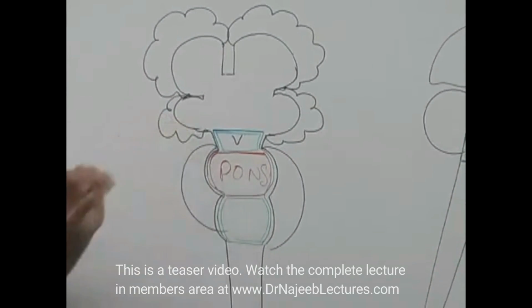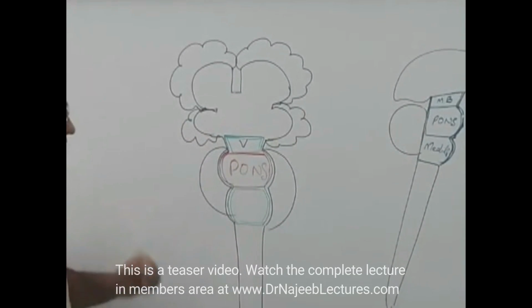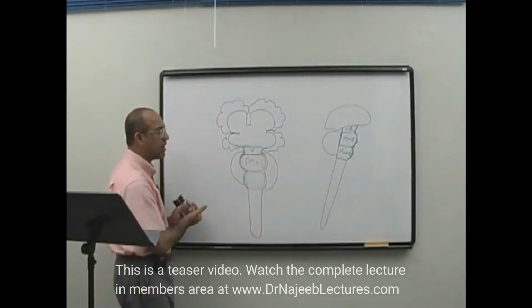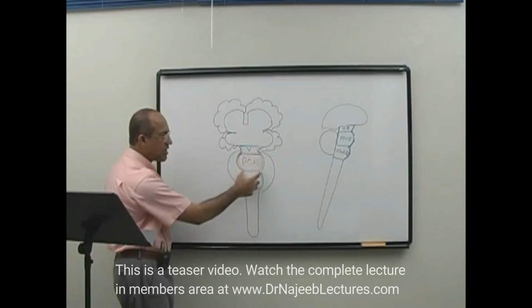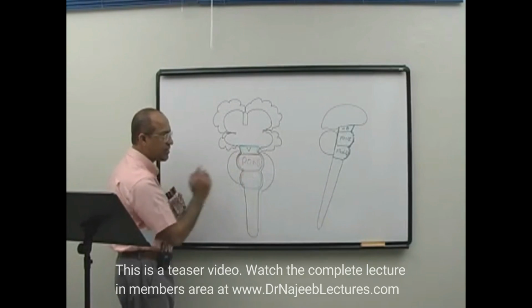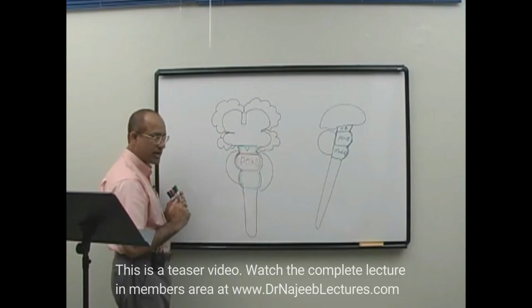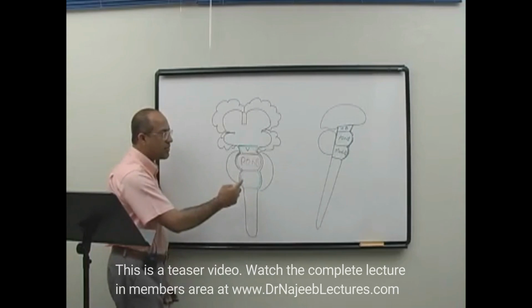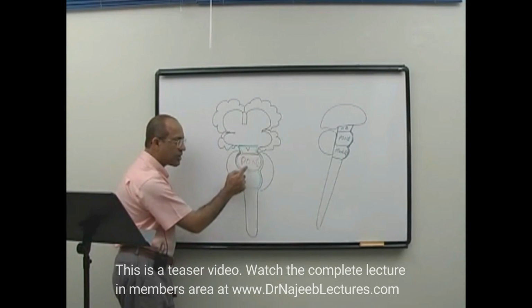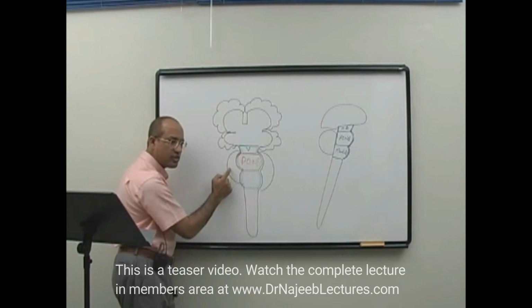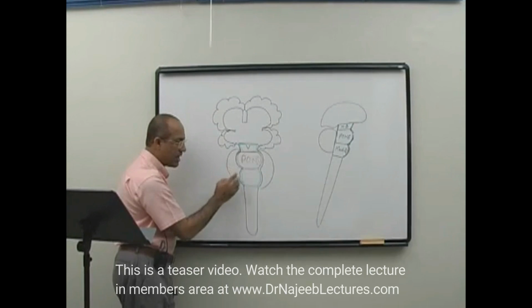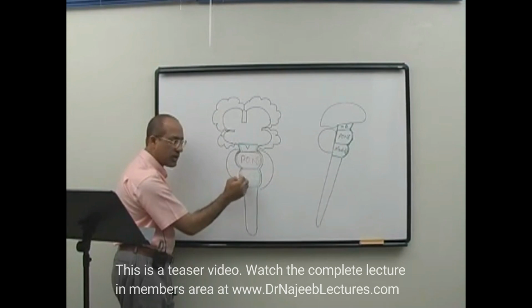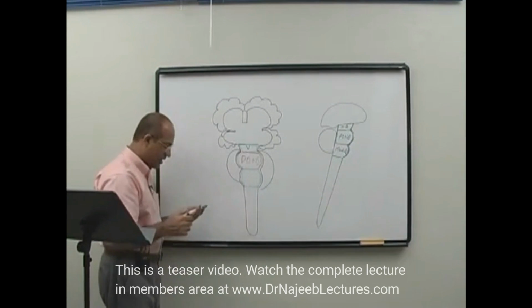Before I really go into detail of pons, a very important relationship should be learned between the brainstem and cerebellum, right? Actually, there are very important connections between the components of the brainstem and cerebellum. A lot of axons and fibers are connecting the brainstem with the cerebellum.